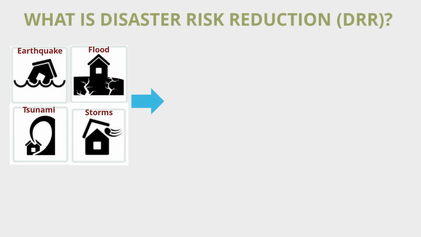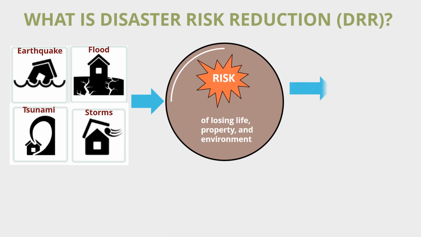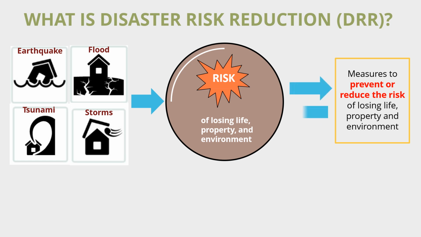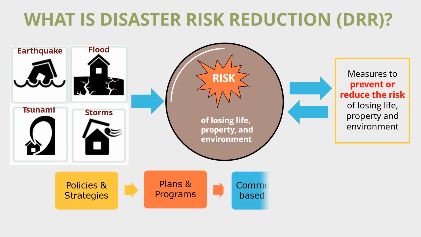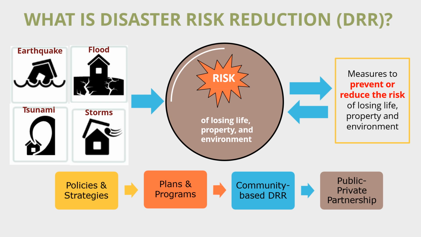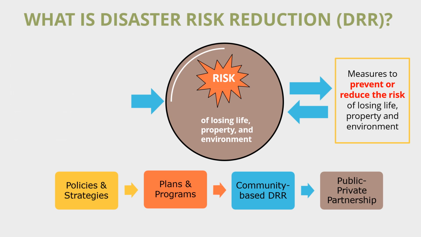We mentioned disaster risk management. It actually uses the word disaster risk reduction, or DRR. So what is disaster risk reduction? Disaster risk reduction is aimed at preventing new and reducing existing disaster risk and managing residual risk, all of which contribute to strengthening resilience and therefore to the achievement of sustainable development. So simply put, disaster risk reduction is looking at policies and strategies. It's looking at plans and programs. It's looking at community-based disaster risk reduction. It's looking at public-private SME partnership to prevent and to reduce disaster risk.